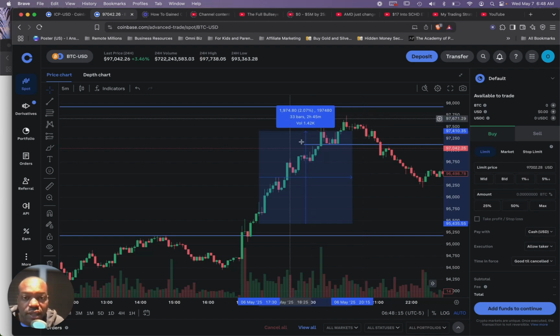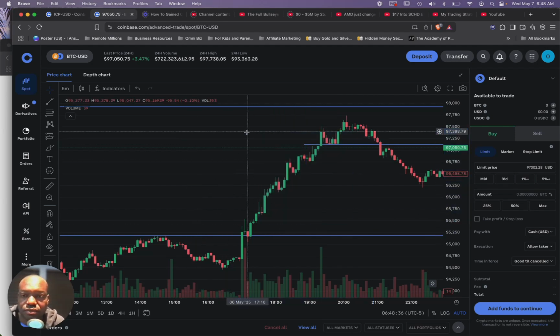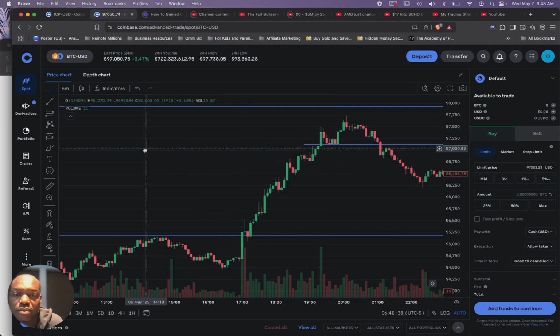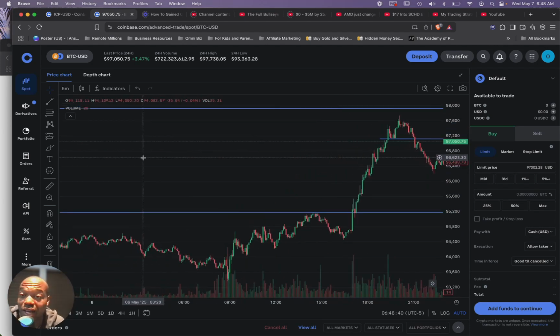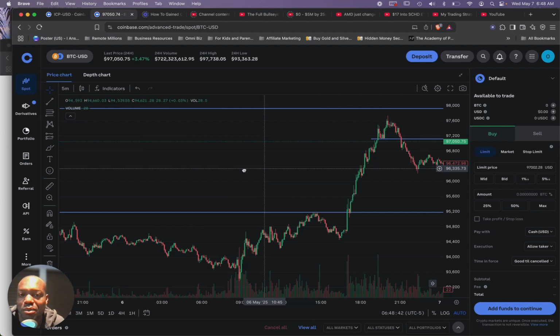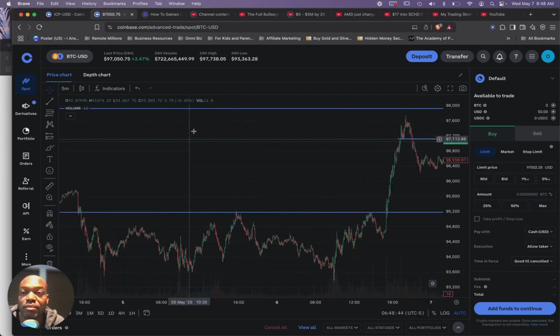So, it says $1,974 move. This could have been a nice little gain right here just because of my support and resistance lines and how I set them up. So I just want to share that really quick, because in the last video, I didn't really get to break down the Bitcoin one all the way.